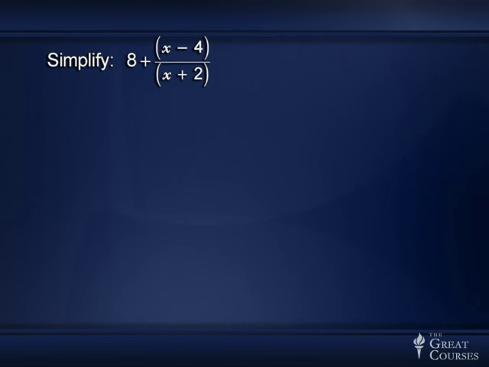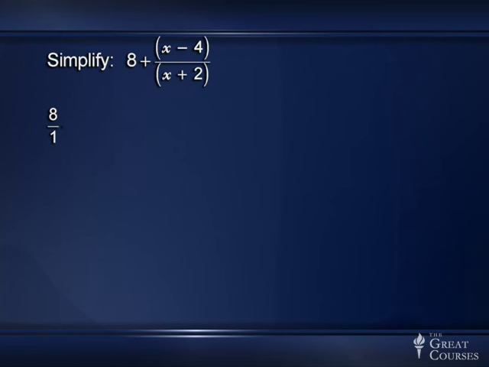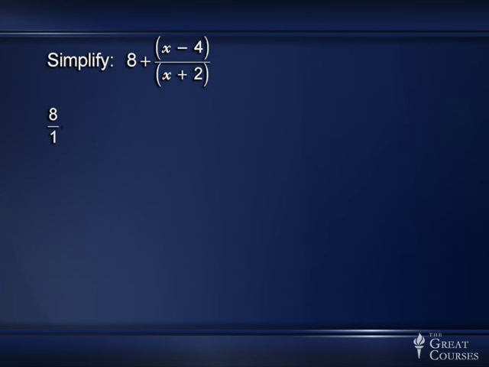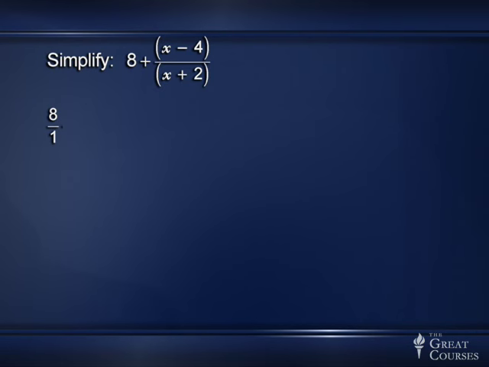Well, you know how to convert 8 into a fraction. It's just 8 over 1. And so what we do now is we use 8 over 1 plus that second portion, and we work from there. Now, the first thing I should do when I want to add two fractions is to figure out that least common denominator. In this case, it's going to be 1 times x plus 2, which is just the same as x plus 2.